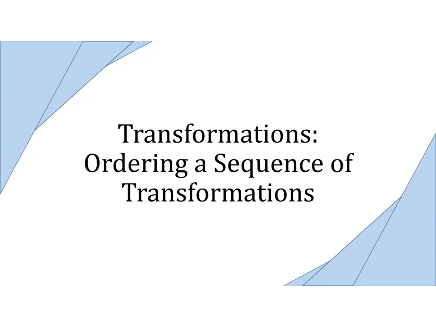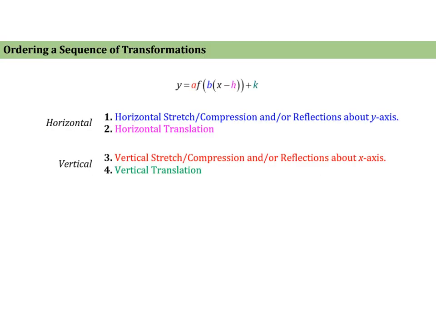We have now covered all of the transformations of a function. So what we will do now is we'll take a look at all of them together and in what order they should be done. Notice here we have a parent function f, and we have several transformations going on. So we have our input transformations, and then we have our output transformations.